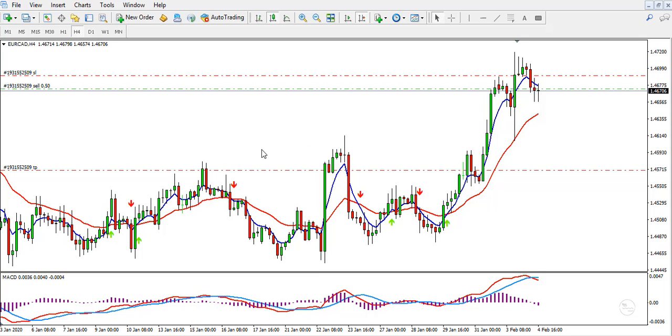So these are the 4 trades I'm currently in the markets today, and I hope to make some quick profits from this, and then let's see what the rest of the week holds for us.